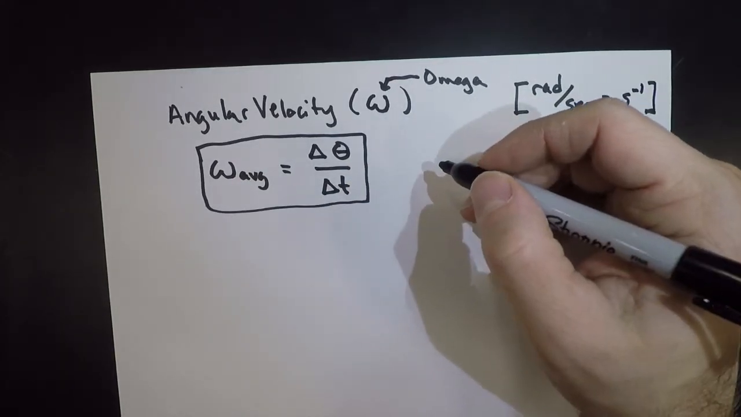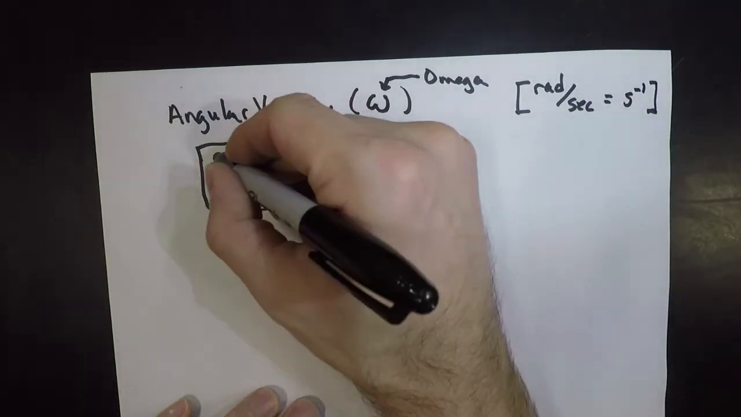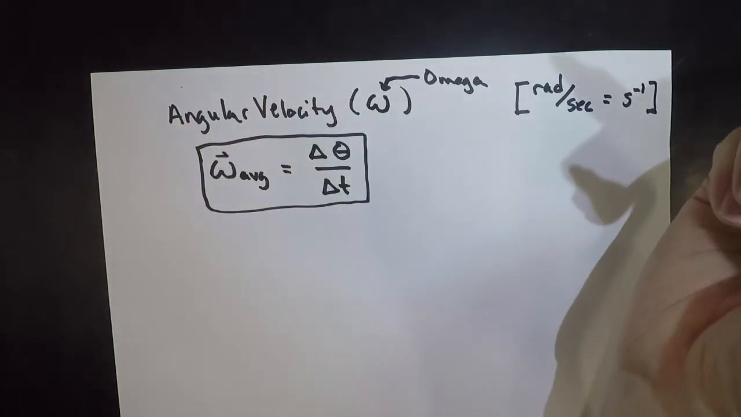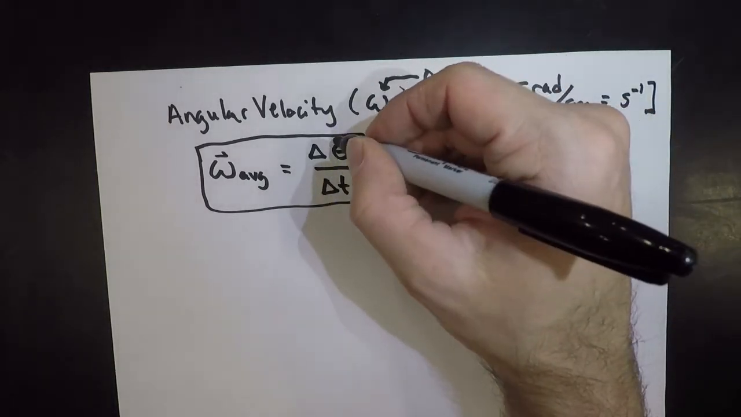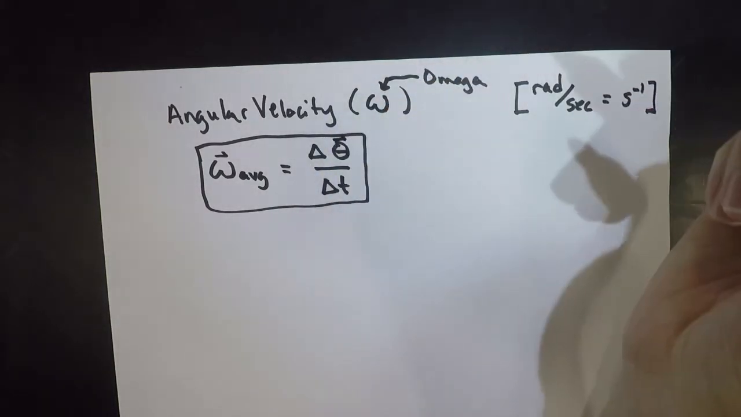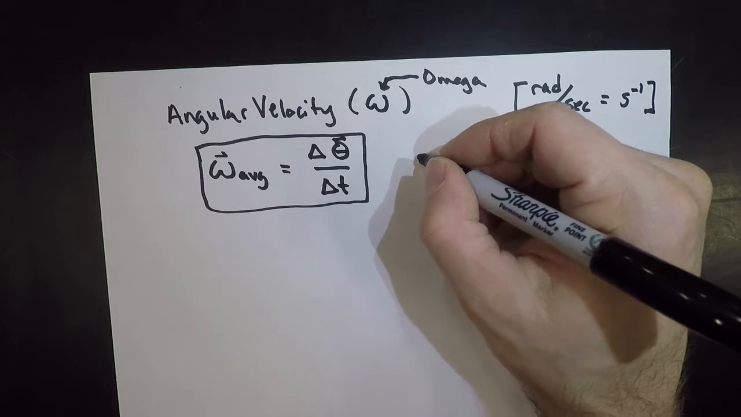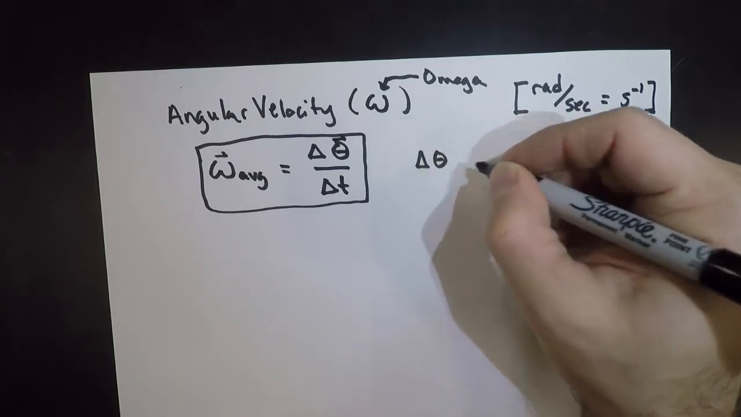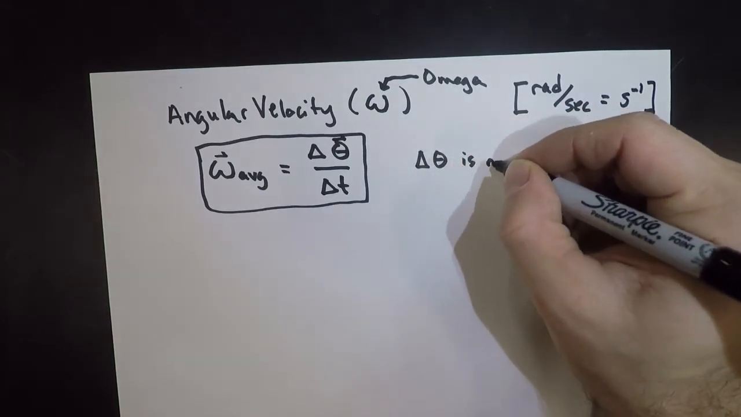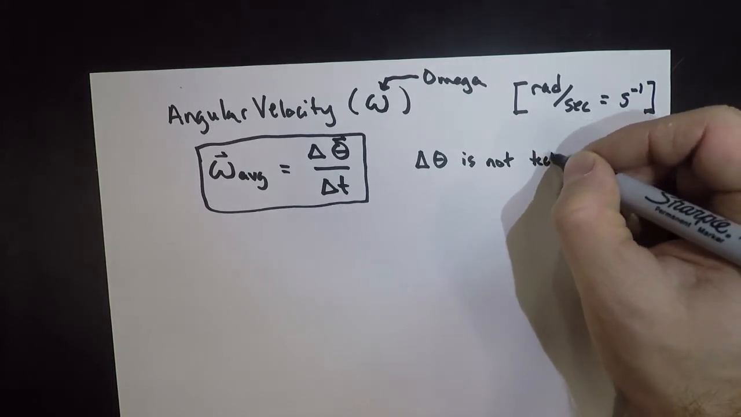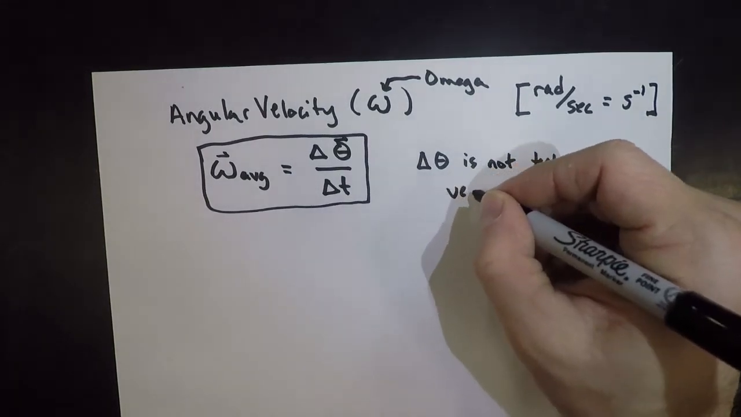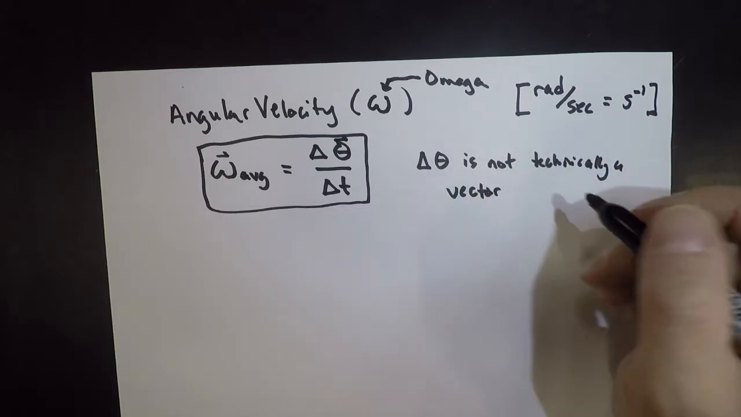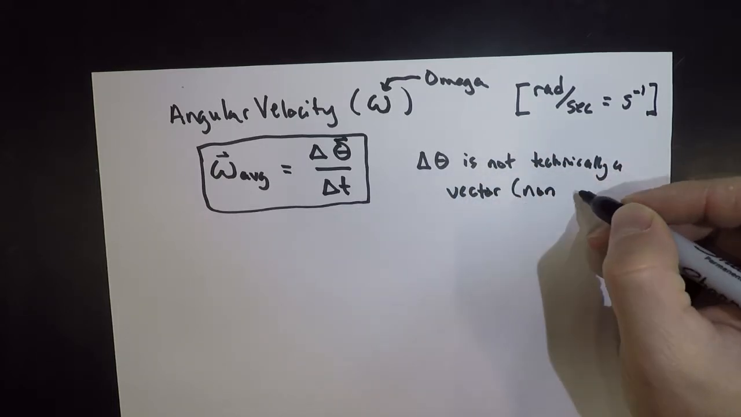The tricky part about angular vectors: this is a vector quantity. There's a direction in which this thing is rotating. And so there's a little weird math going on here. We're going to treat delta theta like a vector. Okay. Now, if we want to be precise, delta theta is not technically a vector since it's non-commutative.